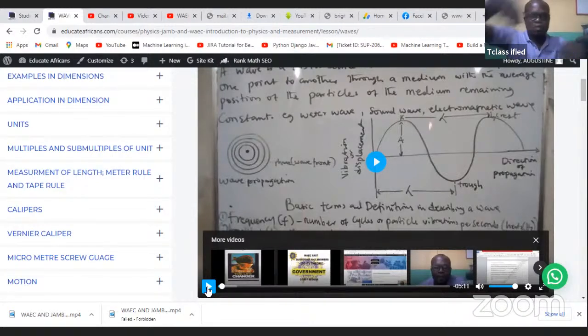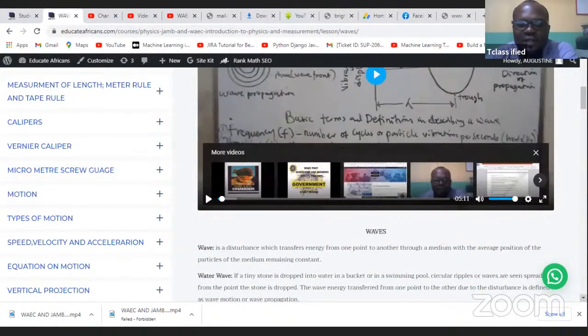And each front in that movement, we call it a wave front. So we're going to be looking at that. And that's why we say that a wave is a disturbance which transfers energy from one point to another through a medium, with the average position of the particles of the medium of a given wave.